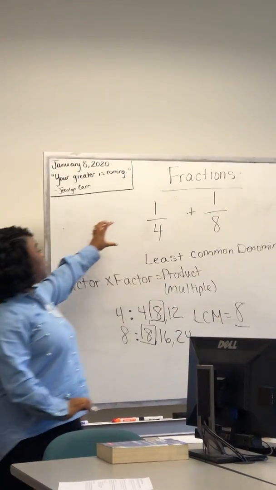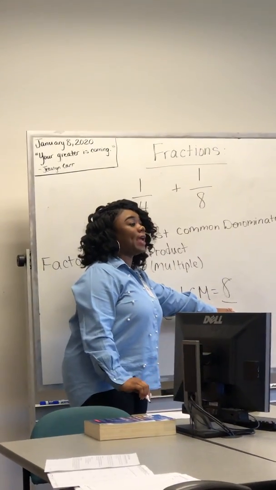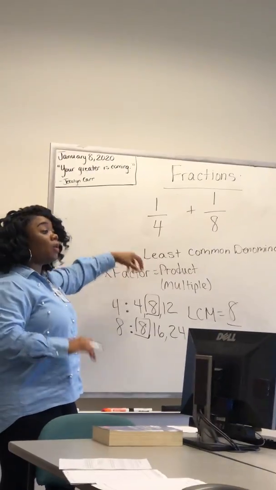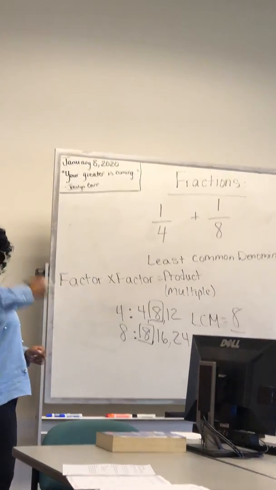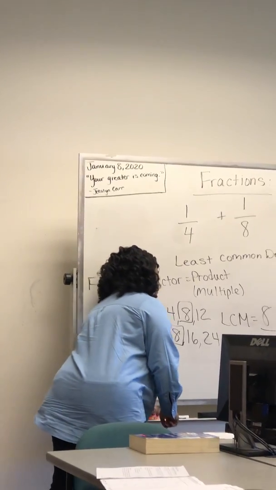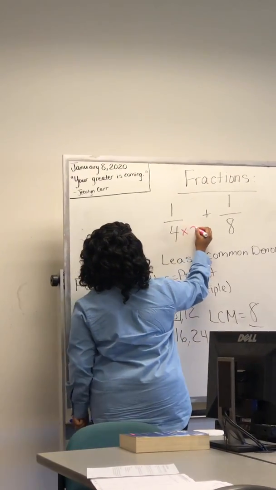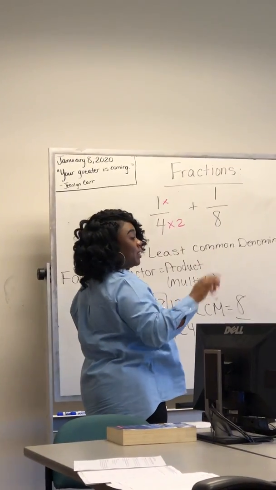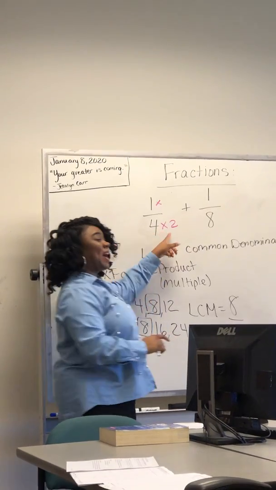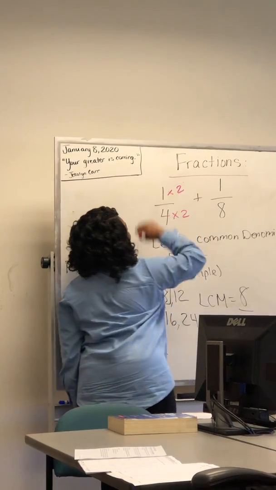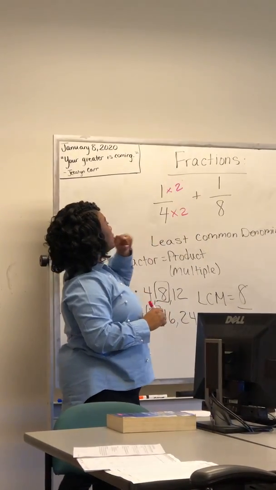Now I want to convert these denominators so they match the number 8. Over here I have a bonus because I don't have to do anything, right? Because the denominator is already 8. But over here I need to convert the 4 into 8 by using multiplication. 4 times what gives you 8? 2. And whatever you do at the bottom, you must do at the top. So 4 times 2 is 8. What's 1 times 2? 2.